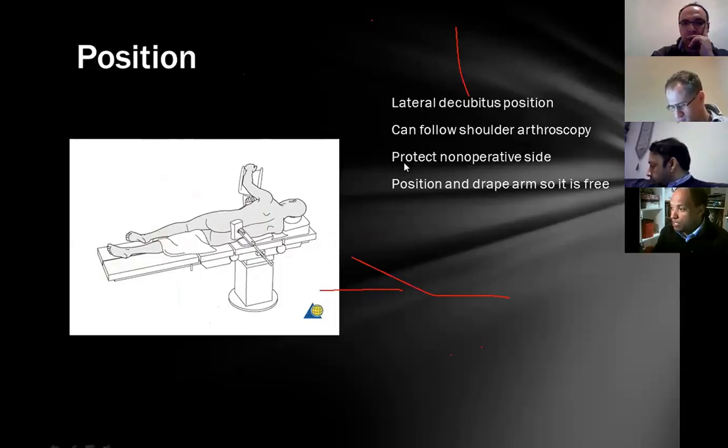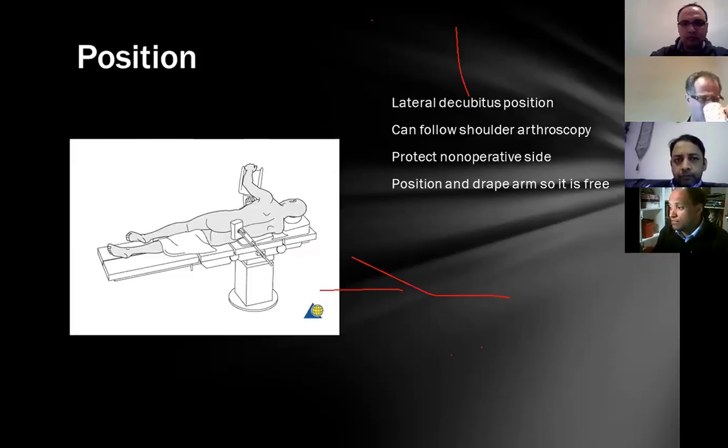It is also key when you're talking about this that you remember to protect the non-operative side. So lots of padding, because sometimes these operations are very long and people can get problems, and your anaesthetist will be annoyed. Again, this is all demonstrating that you've got an idea, you've maybe done this before, and you're thinking about the patient as well as about the operation. And also make sure you position the arm and drape it so it's free, again, to allow access for x-rays as well.